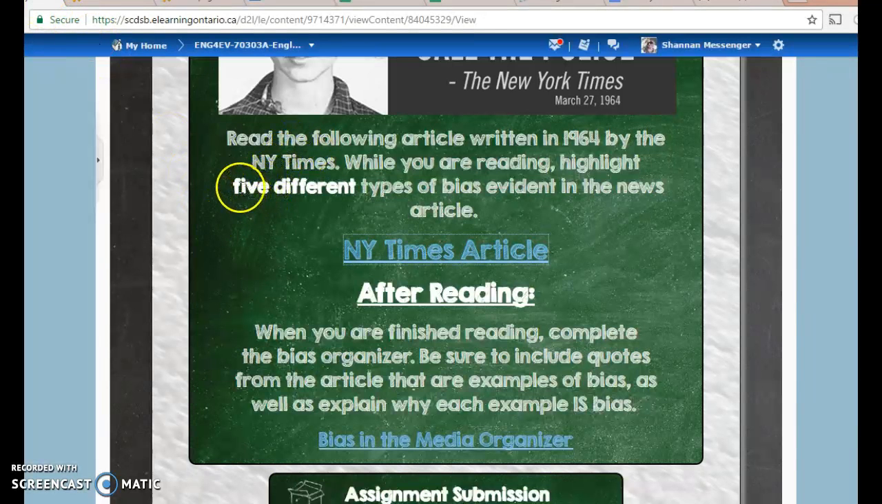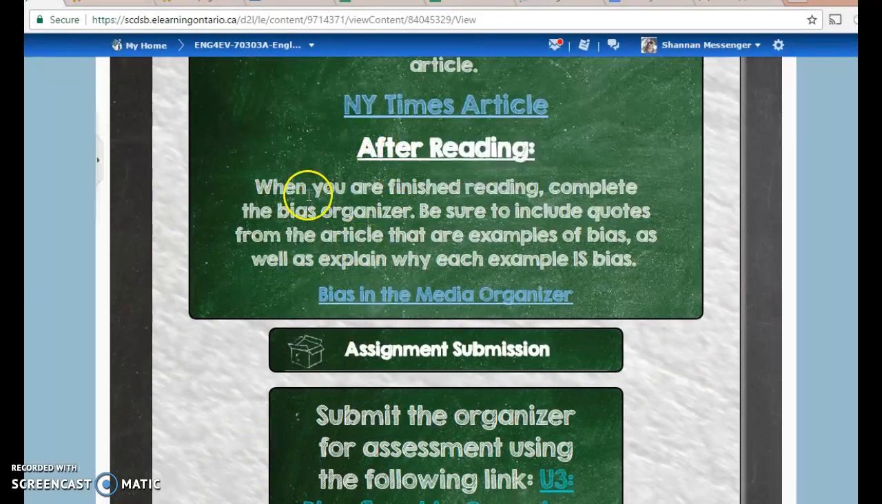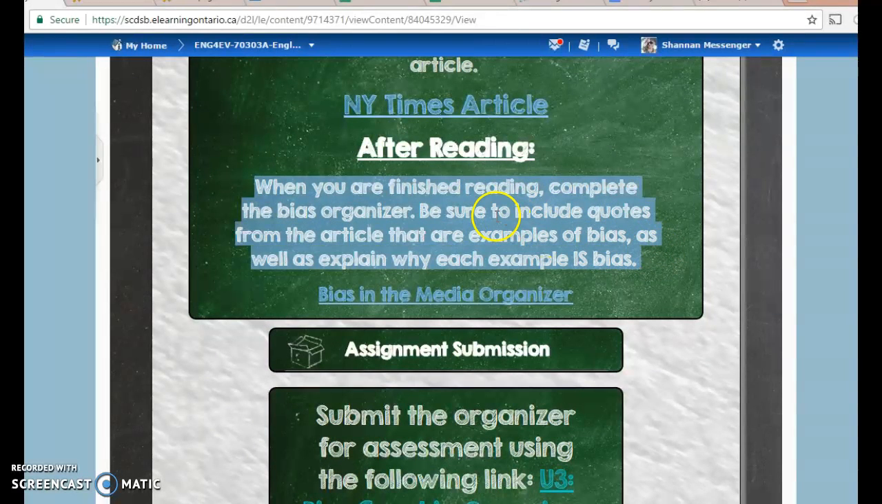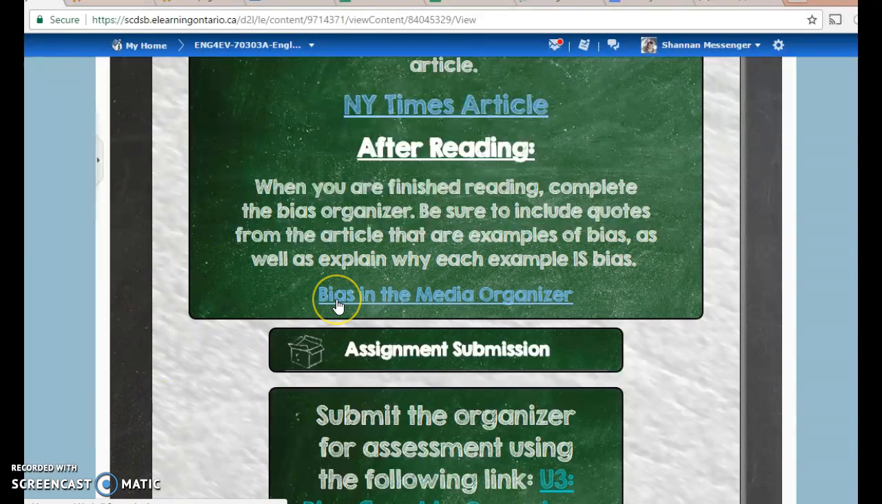While you're reading, as I stated, highlight 5 different types of bias. After reading, when you're finished reading, complete the bias organizer. Be sure to include quotes from the article that are examples of bias, as well as explain why each example is bias. Here is the link to the bias media organizer.